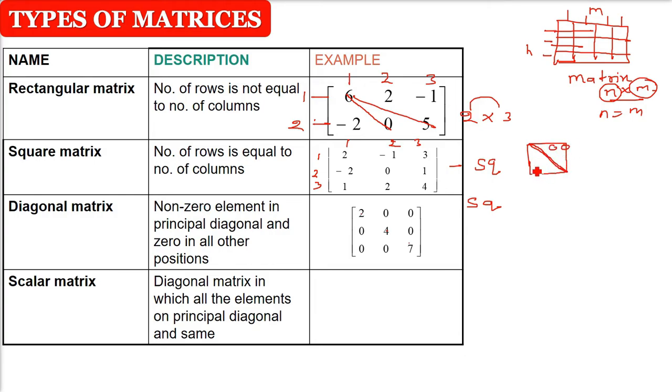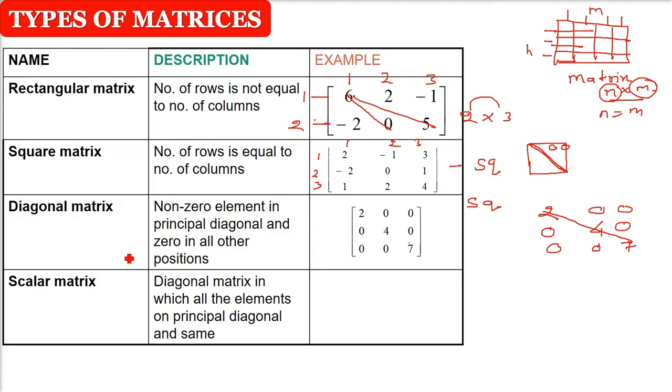So in this matrix I'm writing 2, 0, 0. Then this has to be 0, this is 4, this is 0, 0, 0, 7. And now let me draw the diagonal. On this diagonal, all the values are numbers and the others are 0. That is why we call it a diagonal matrix.